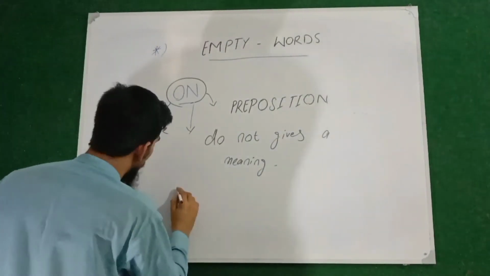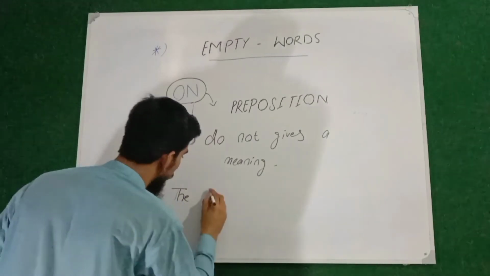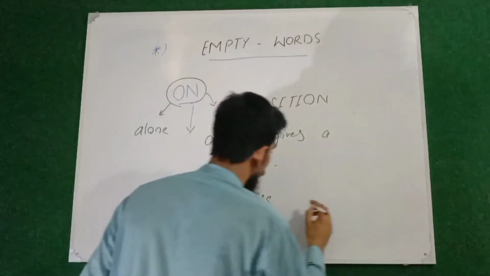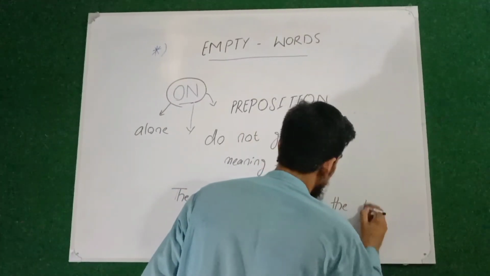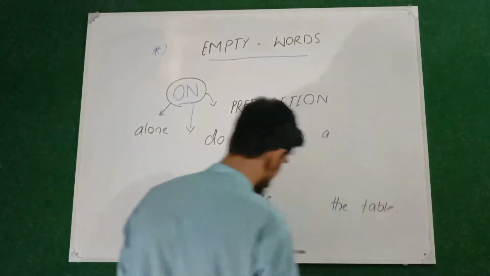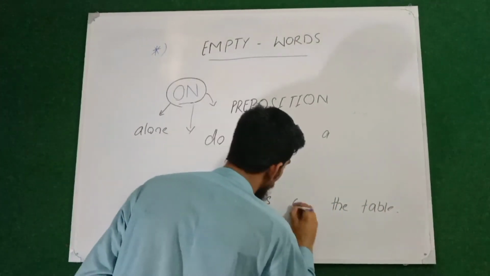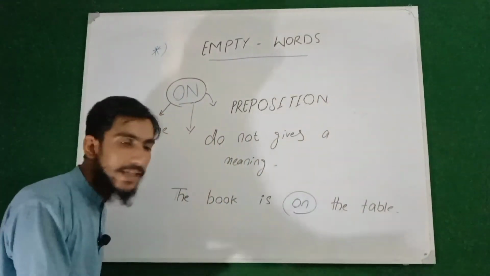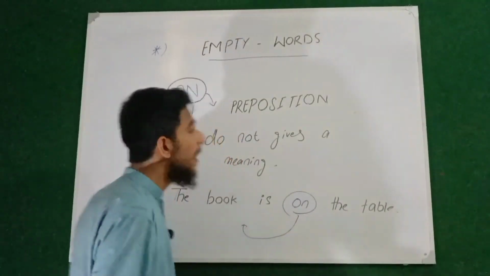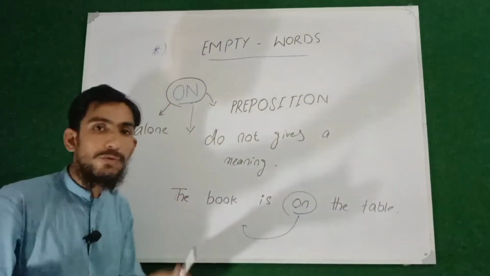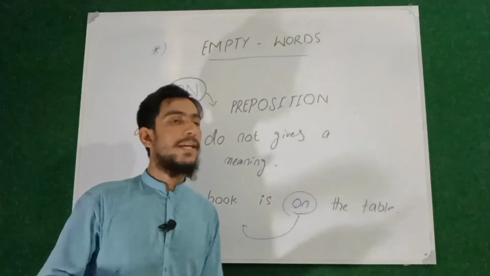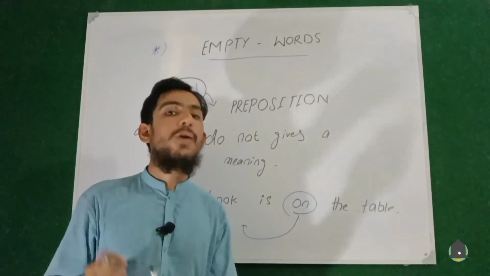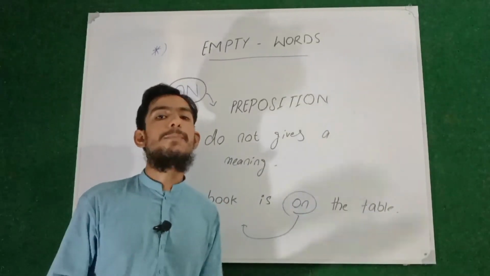For example, I am writing: the book is on the table. Now look at this. This on now gives a meaning because it is used in a sentence, but when on is alone it does not give a meaning. So we have understood that those words which are used in a sentence give us meaning, but when they are alone they do not give us meaning. We call them empty words.